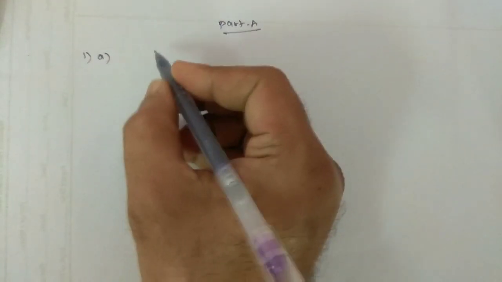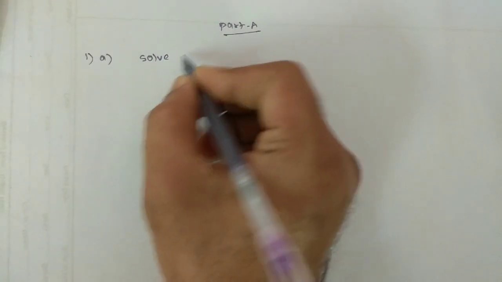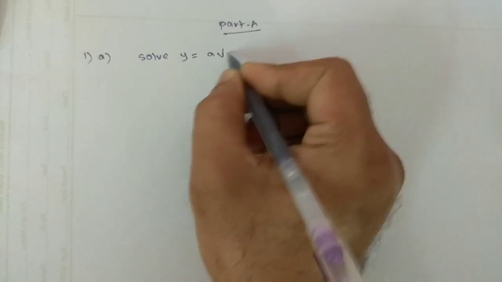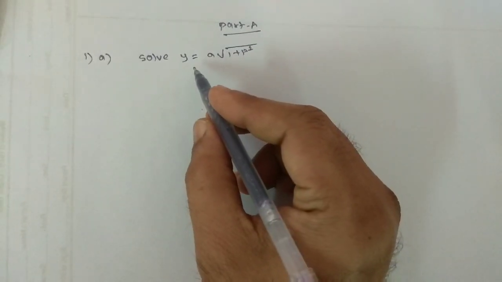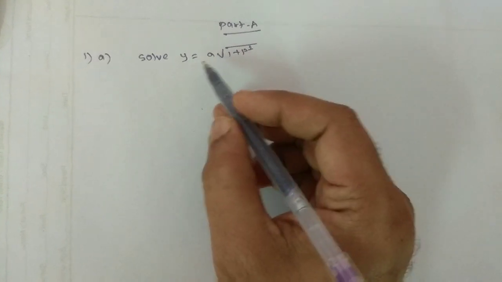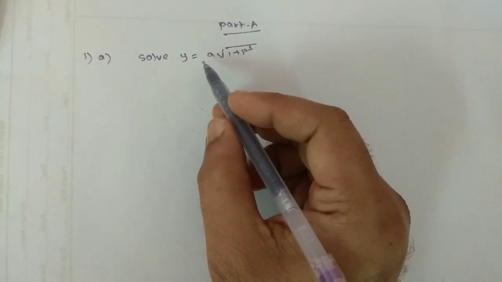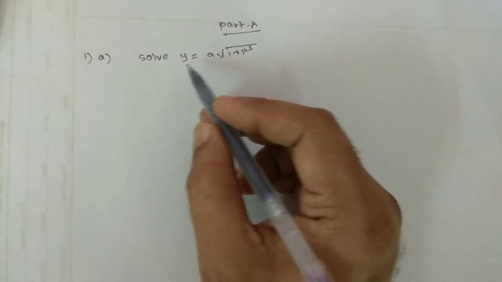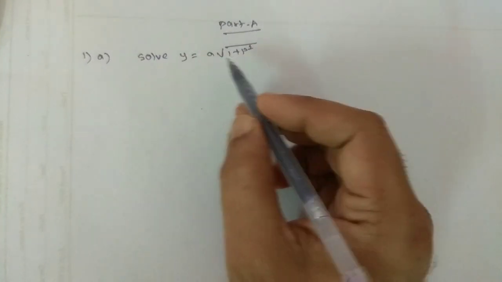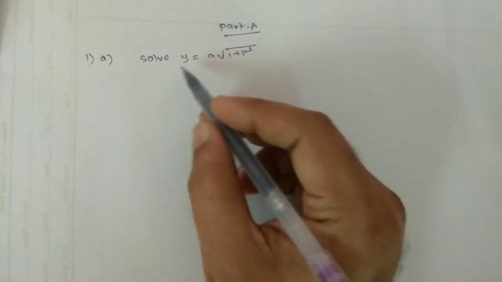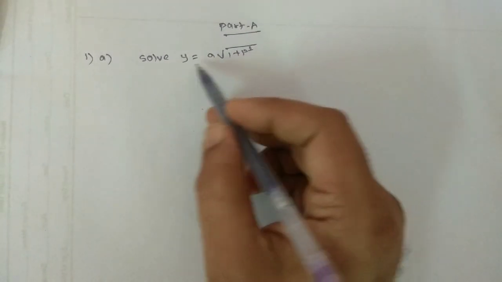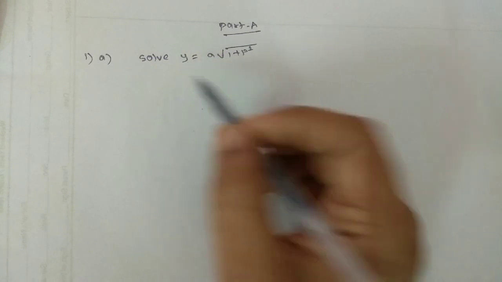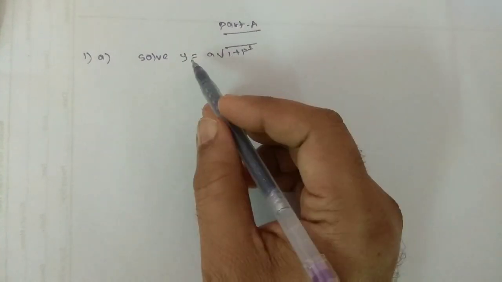In Part A, I am taking the first bit. Given: solve y equal to a into under root of 1 plus p square. This is from the first unit. It is solvable for either p, x, y or Clairaut type. To say Clairaut type, it should look like y equal to px plus f of p. There you are not getting any such solution, and there is no x variable at all. So the y variable degree is 1, so you can apply solvable for y.